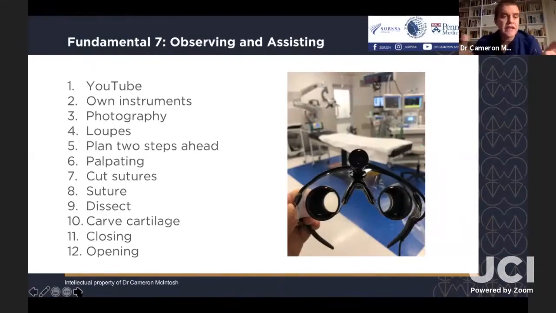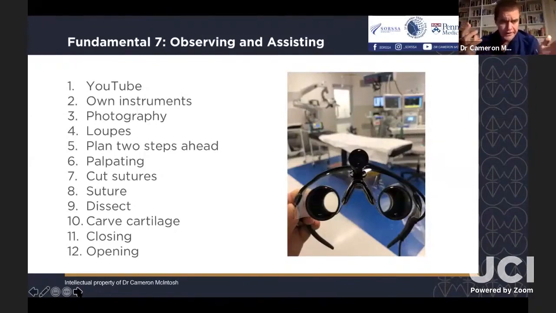Now start asking, can you dissect? So perhaps the senior surgeon will start opening the nose, and then they'll let it over to you. They might just start in the septal plane, and you can dissect the rest of the septum. Or maybe you have to dissect out the lateral crura. Start dissecting. The next step would be to start carving cartilage.